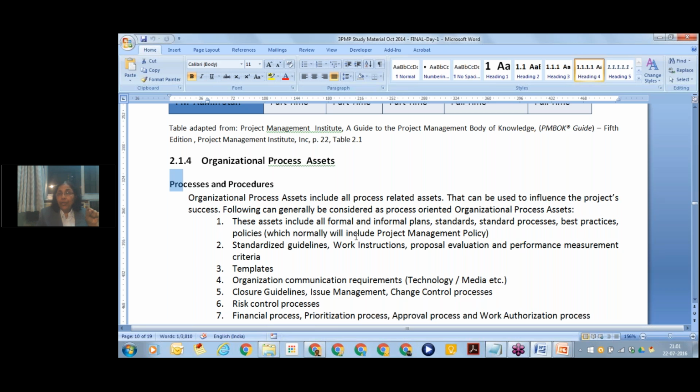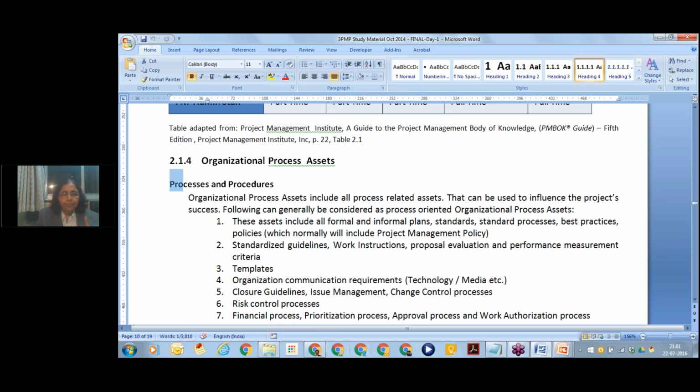Whatever is formally documented is your OPA, but there is one thing that is not: HR policies and HR-related records are not part of your OPA. When we talk about HR, we're talking about people, and people are not assets or process assets. Your organization doesn't own you. So policies about people are not part of your OPAs.